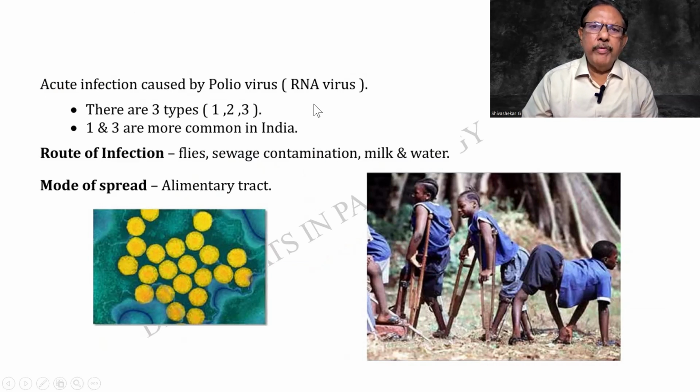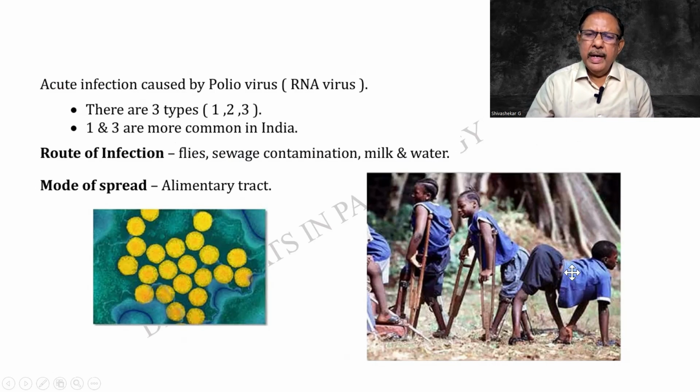It is an acute infection caused by the polio virus. It is an RNA virus and there are three types, type 1, type 2 and type 3. Types 1 and 3 are more common in India, and the contamination is by means of flies, sewage, milk and water. And the mode of transport is mainly the alimentary tract. On the picture we are seeing the RNA viruses.